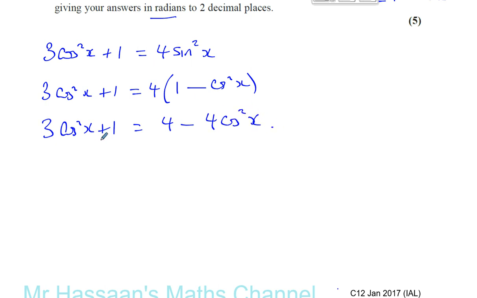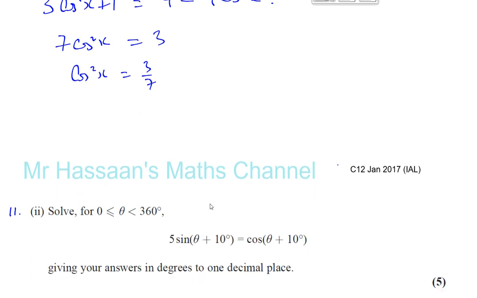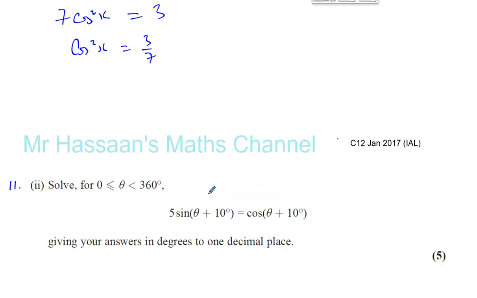We can bring the cosine squared x's to one side. So you have 3 plus 4, that's 7 cosine squared x, equals 4 minus 1, which is 3. So cosine squared x is equal to 3 over 7. Now we can say cosine x is equal to plus or minus the square root of 3 over 7.